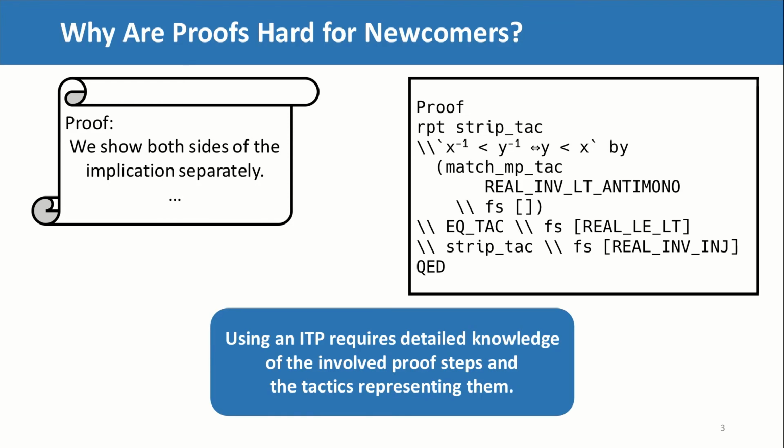So using an ITP system for a newcomer requires both the detailed knowledge of the involved proof steps, which is just inherent even in math on pen and paper, and the tactics that represent them. So we want to make it as easy as possible to represent these tactics in the ITP system. And for that, our Lassie framework provides the infrastructure to make this step easier for newcomers and expert users alike. And I will show you next how.